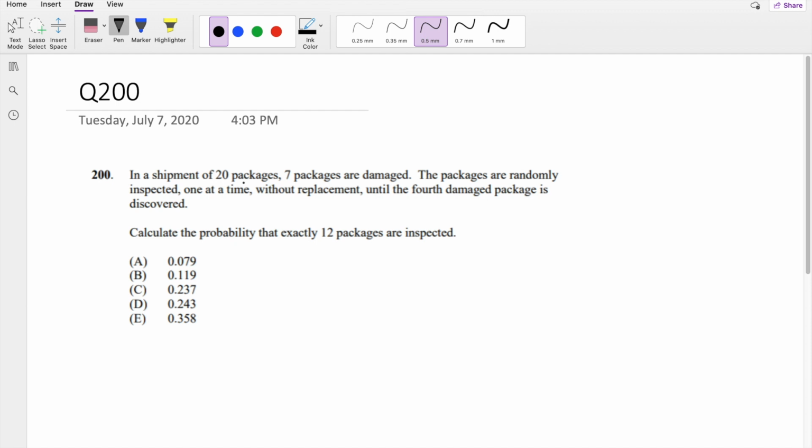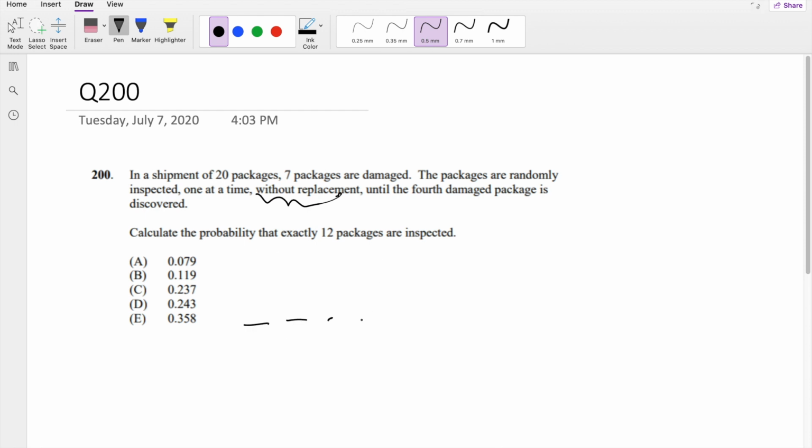In a shipment of 20 packages, 7 packages are damaged. The packages are randomly inspected one at a time without replacement. So this is a very good indicator that this is going to be a hypergeometric distribution, until the 4th damaged package is discovered. Calculate the probability that exactly 12 packages are inspected.